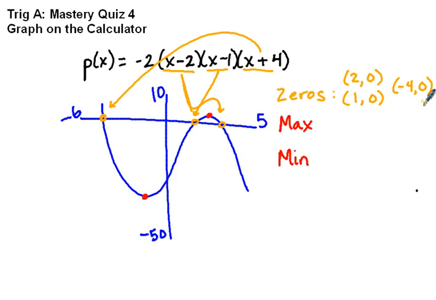This is a cubic, so we expect it to have 3 zeros. This particular cubic has 3 real zeros. Sometimes they have some imaginary ones, but this one has 3 real zeros. Next, we're going to find the max and minimum. We need our calculator to help us with that.